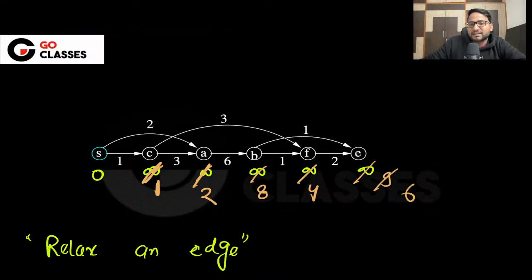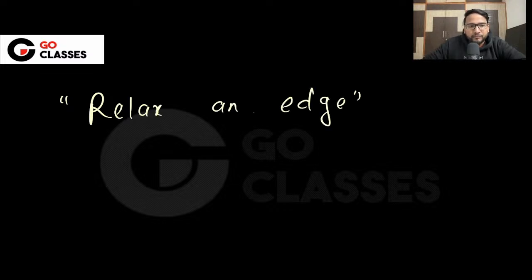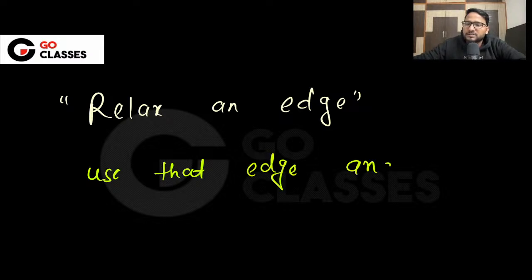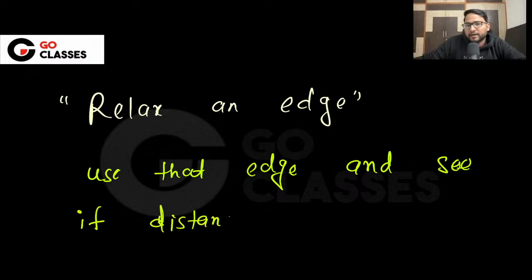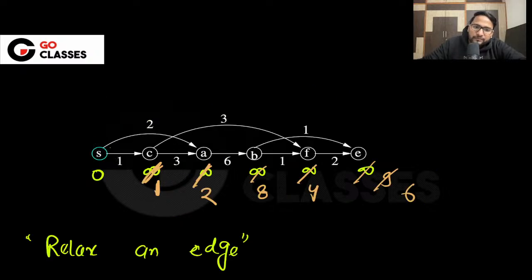What is the meaning of relaxing an edge? Yeah, this is a good question. So what is relaxing an edge? It is just saying that you use that edge and see if the distance gets updated. You just basically go to that edge, which means you go to this edge, right?